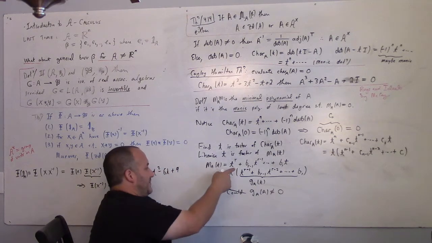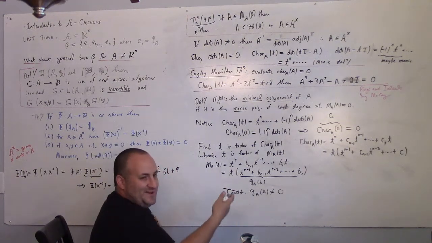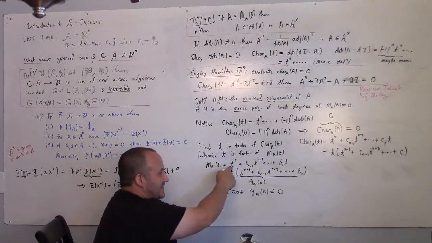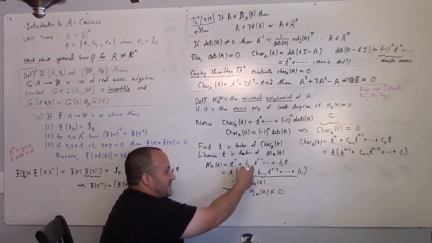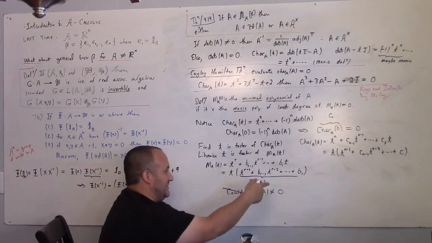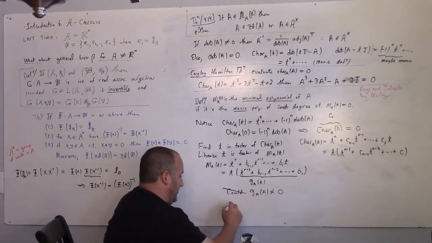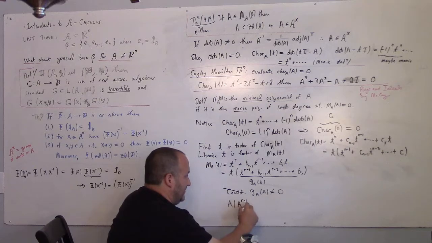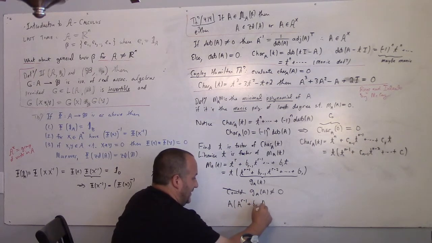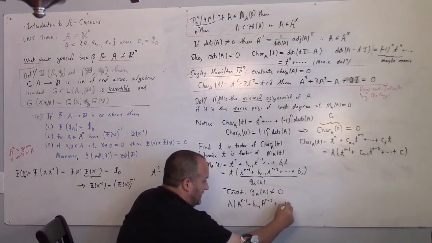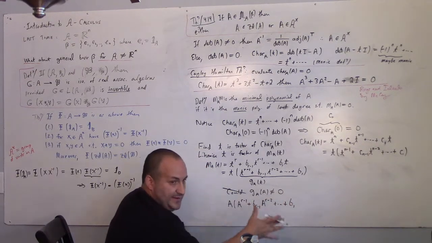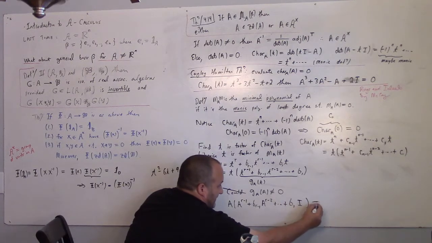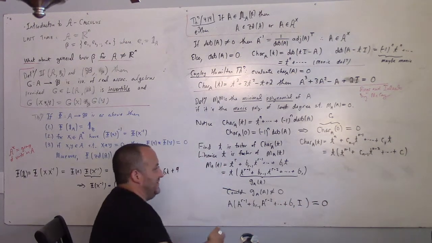M sub A of A is 0 by assumption, because M sub A is the minimal polynomial. So it is the case that A to the r plus b sub r minus 1 times A to the r minus 1, and so on, equals 0. In other words, A times A to the r minus 1 plus b sub r minus 1 times A to the r minus 2, and so on, plus b1. Remember, we're evaluating at the matrix, so we put the identity matrix on the constant term, right? So we know this is equal to 0 because of the definition of M sub A.